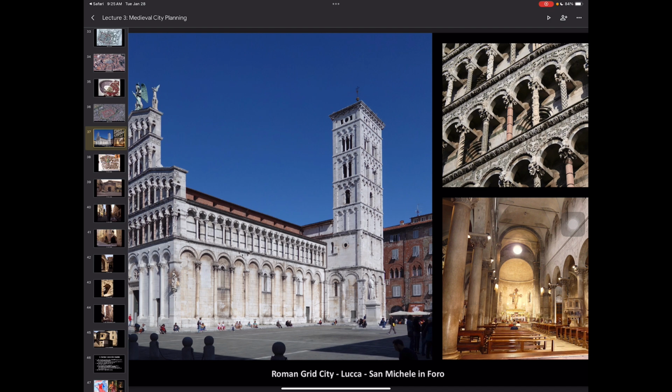Can anyone identify the style or the time period that this church is from? Yes? Is it a Mendicant church? It is not a Mendicant church. Those were usually on the outskirts of town. Yes? Romanesque. It is a Romanesque. It is a regional Romanesque with the Lombard screen, right?